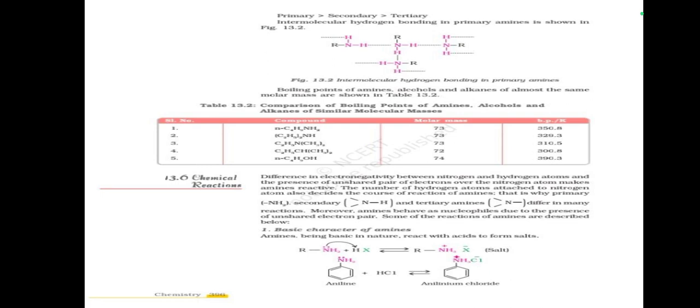Basic character of amines: amines, being basic in nature, react with acids to form salts. Amine salts, on treatment with a base like NaOH, regenerate the parent amine. Amine salts are soluble in water but insoluble in organic solvents like ether. This reaction is the basis of the separation of amines from non-basic organic compounds insoluble in water.